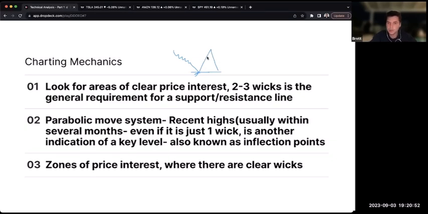I call it a parabolic move system. You can call it whatever you want. I don't even know where I got this from. I think I got it from another trader, to be honest with you. You're just looking for big shifts in the market, right? That is what I look for.